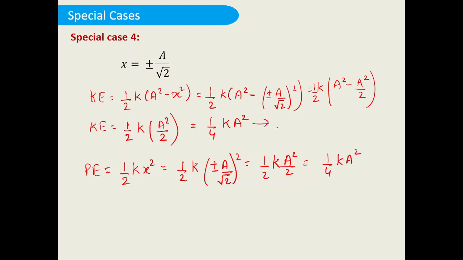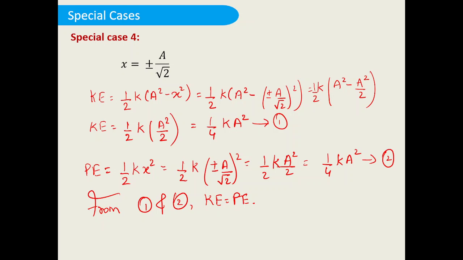So see, this and this both are the same. This is 1 and this is 2. So I can say from 1 and 2, potential energy is equal to kinetic energy. Kinetic energy is equal to potential energy.